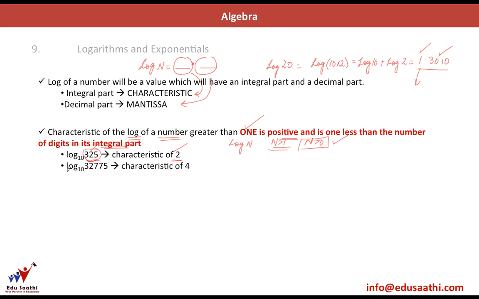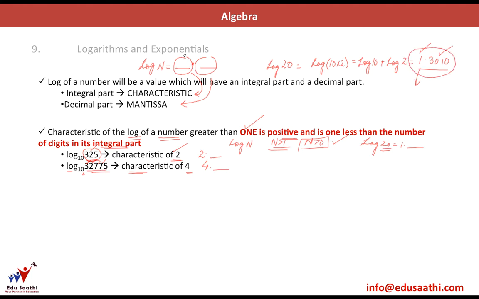If I find the log of 32775 to the base 10, how many digits are there? 5. The characteristic would come out to be 4. So my answer would be 4 point something. For 325, my answer would be 2 point something. When I was finding the value of log 20, how many digits are there? 2. So my answer would be 1 point something, which came out to be 1.3010.